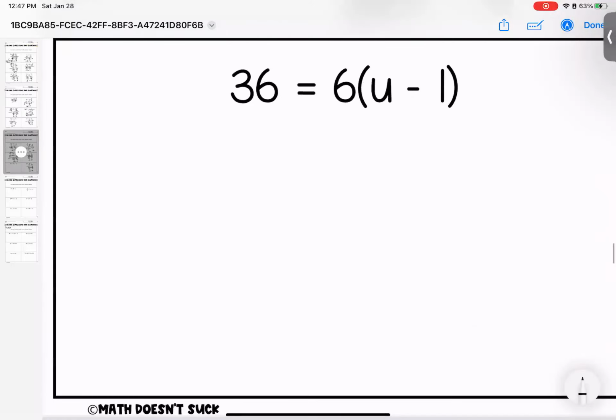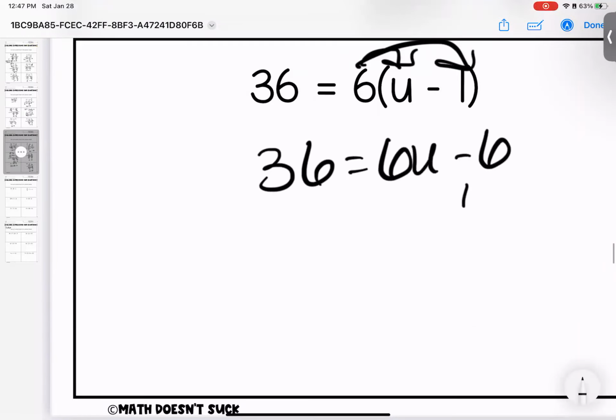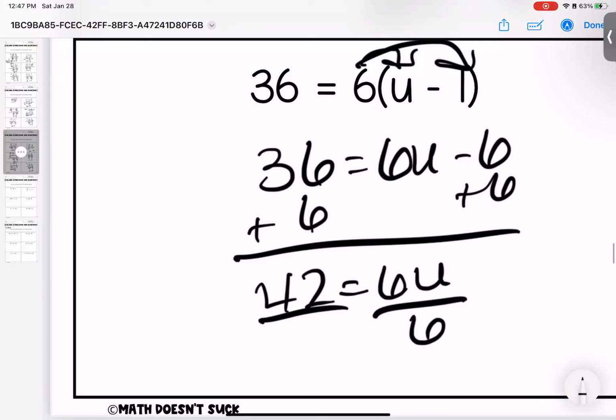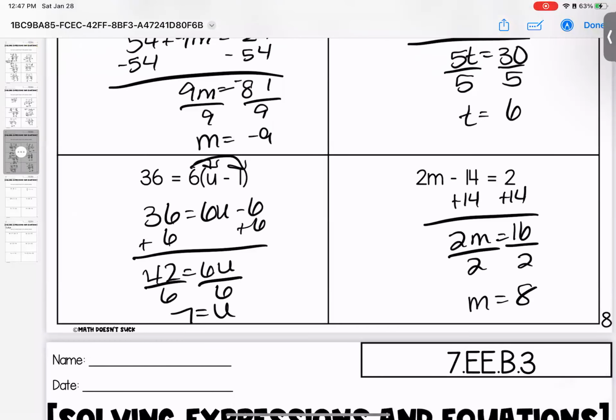Last one. Share the 6. 36 equals 6u minus 6. Add 6 to both sides. 42 is equal to 6u. Sticky numbers, we divide. 7 is equal to u. Any questions on page 3? Bring them with you to class.